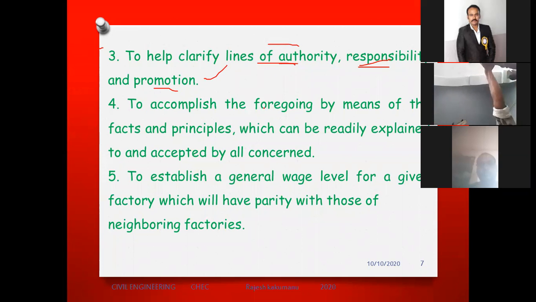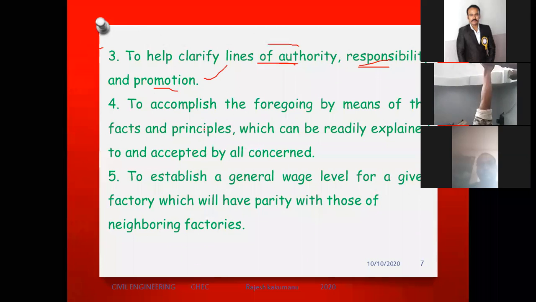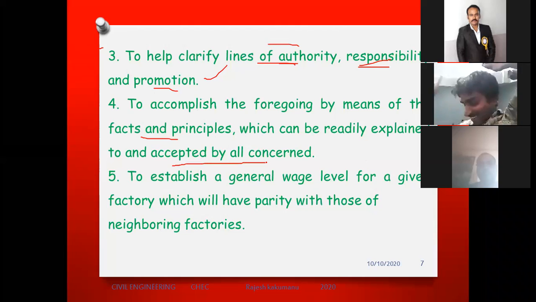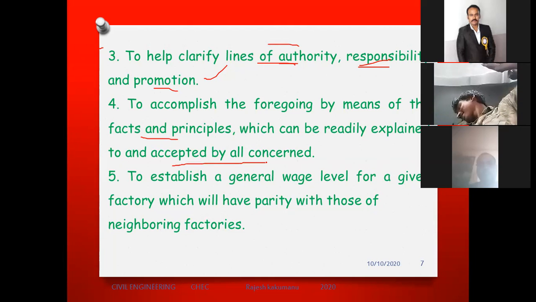Next, to accomplish the foregoing by means of facts and principles, to complete the other activities, like the principles which can be readily explained and accepted by all the concerned. So here the other objective of job evaluation is to accomplish the coming facts and principles, and this should be explained to the employees and it should be accepted by all the concerned departments.